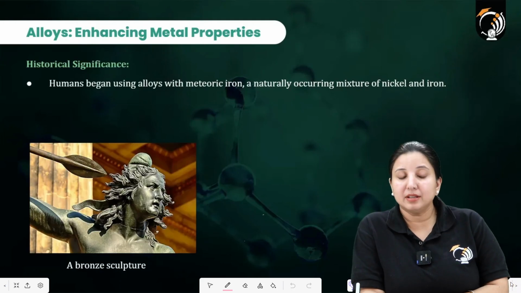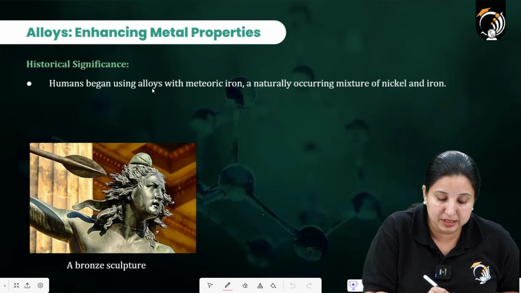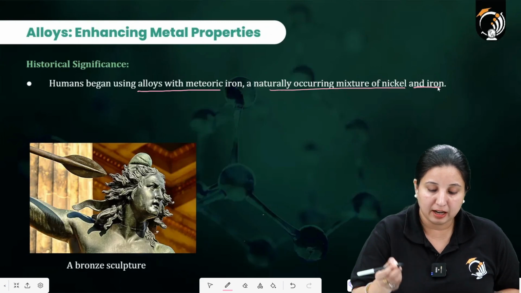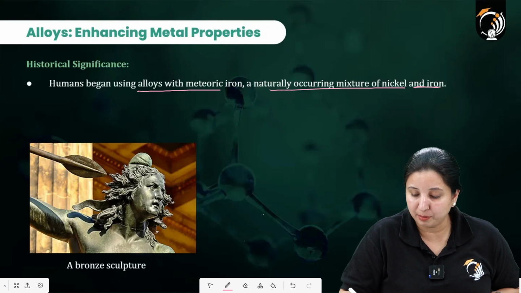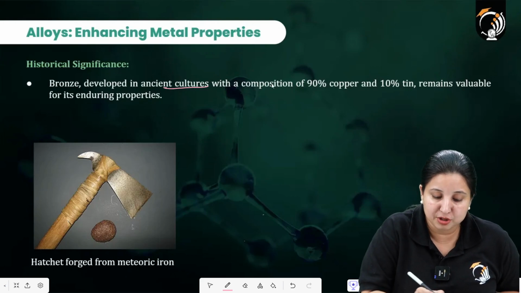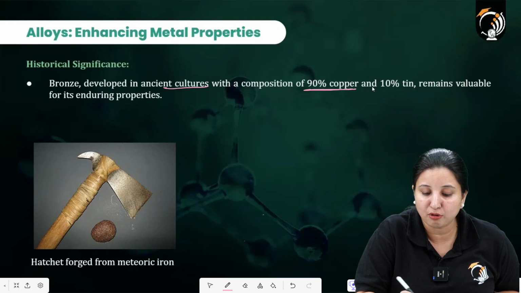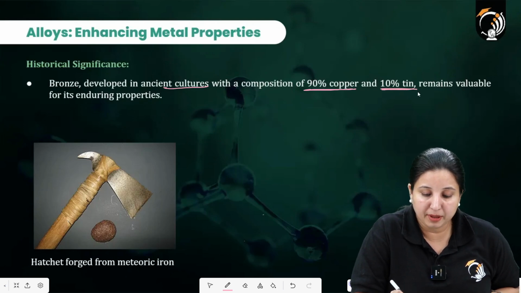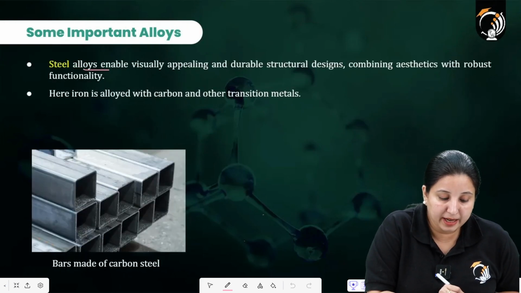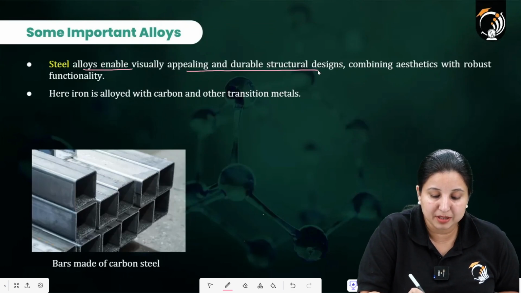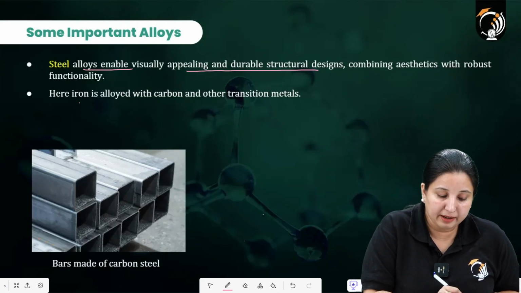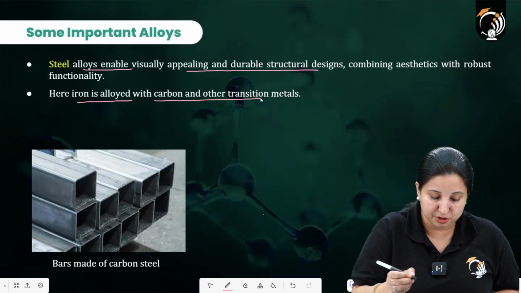If we look at the historical significance, humans began using alloys with meteoric iron, a naturally occurring mixture of nickel and iron. So basically the bronze sculptures we make are of that. Then bronze developed in the ancient cultures with the composition of 90% copper and 10% tin and remains valuable for its enduring properties. Then steel alloys enable visually appealing and durable structure designs, combining aesthetics with robust functionality, and iron is alloyed with carbon and other transition metals.